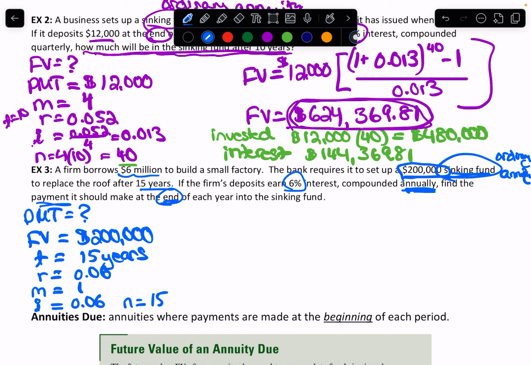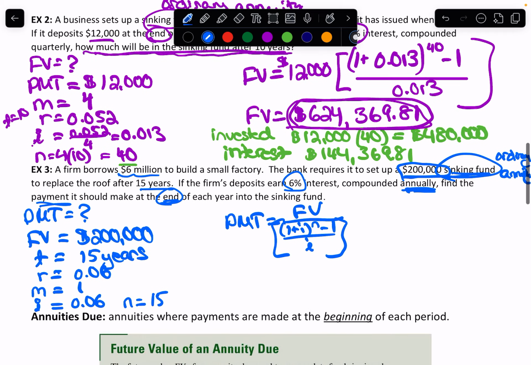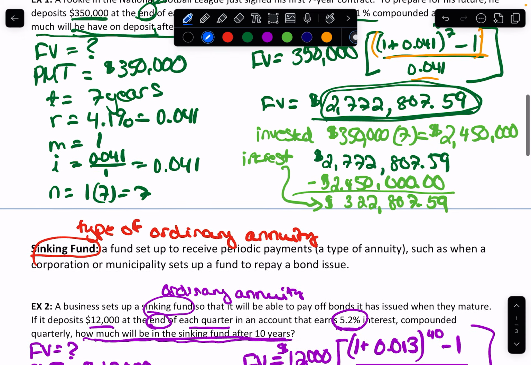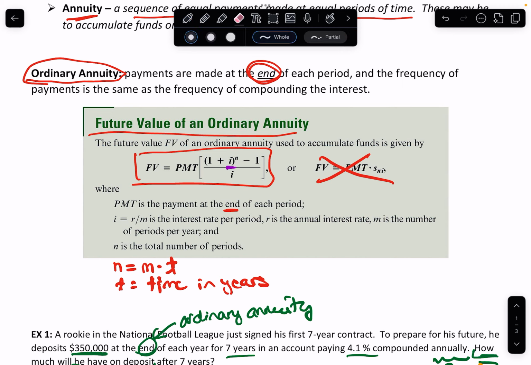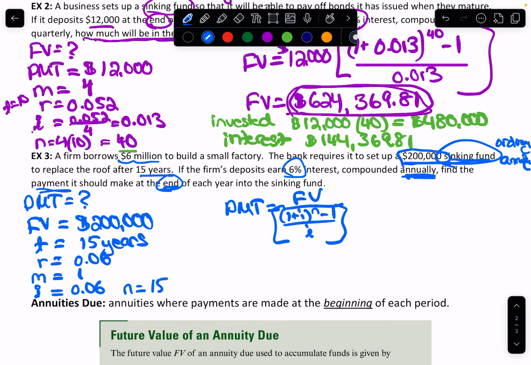So what we do, yes, so PMT is going to be the future value over 1 plus i to the power of n minus 1 over i, and all this inside brackets. So basically, what we did here is we took this formula that we have right here and solved for the PMT instead of the FV, the future value. So we solved it for the payments.